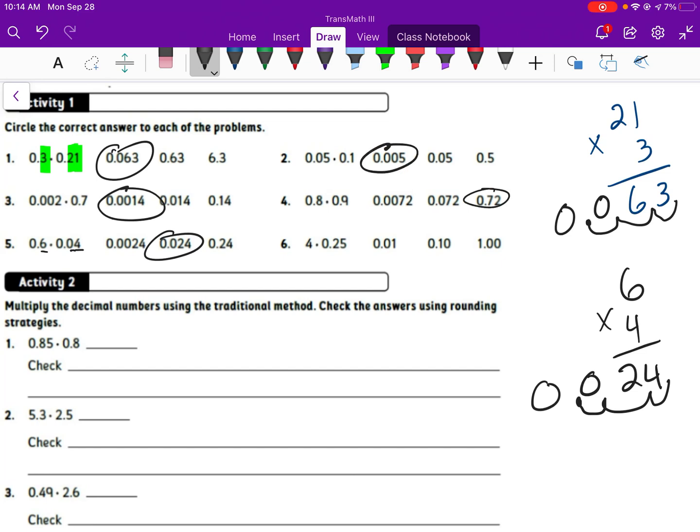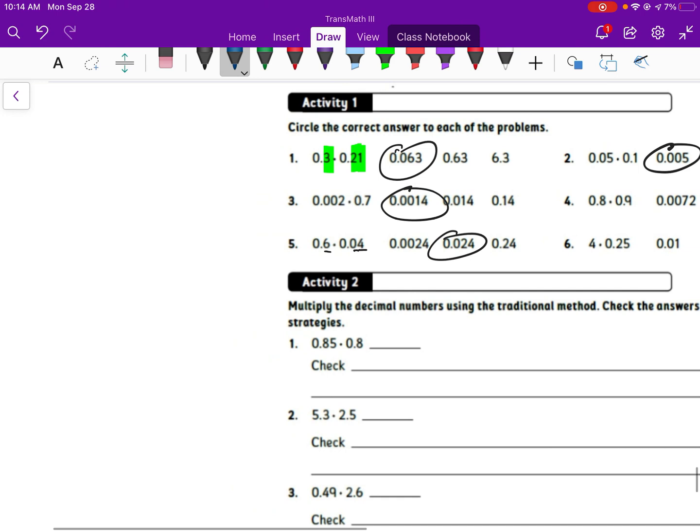Okay, for the other answers, you should have gotten that one. Okay, 5 thousandths, 72 hundredths, and then finally 1. Now thinking about it, let's do number 3 together so we make sure we understand that.